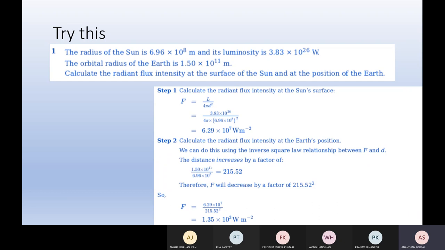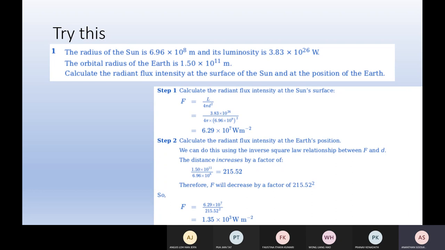This is the orbital radius, the orbital radius from the center of the sun to the center of the Earth. So I need to subtract the radius of the Earth. But the radius of the Earth is not provided, so it is negligible, I think, for that distance.